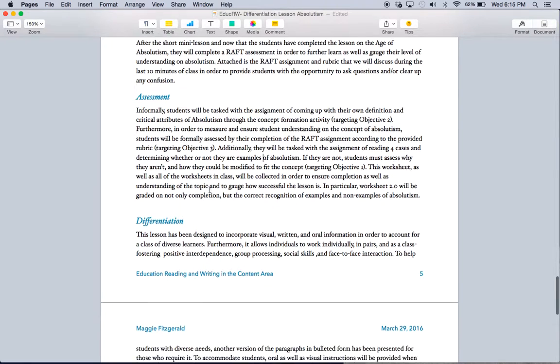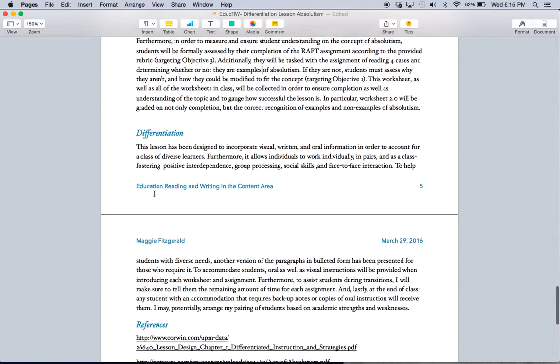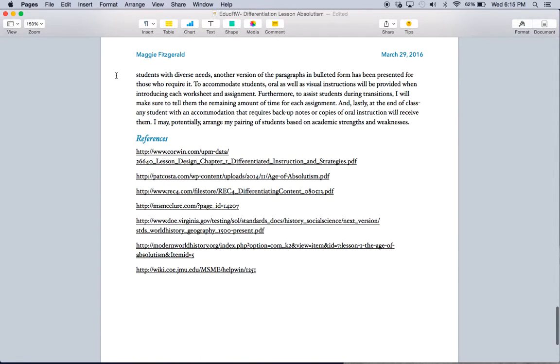So I made sure kind of to do a mixture of informal and formal assessment, as well as graded and not graded. And then here I account for some differentiation in the lesson as well. But that's about it.